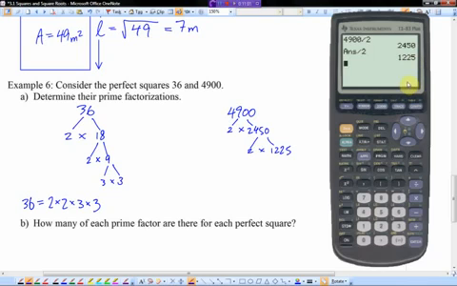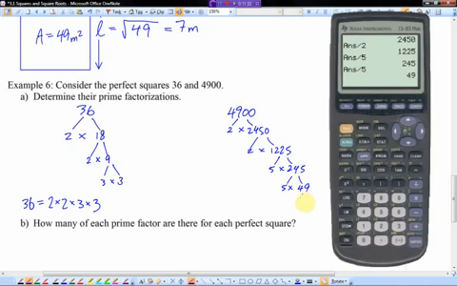If I think about, will 3 go into it? 1 plus 2 is 3, plus 2 is 5, plus 5 is 10. The digits add up to 10, which is not divisible by 3, so 3 is not going to go in. 4 is not going to go in because, again, this is an odd number, but 5 will go in, and it will go in 245 times. And I know that 5 will go in again, and it's 49 times.